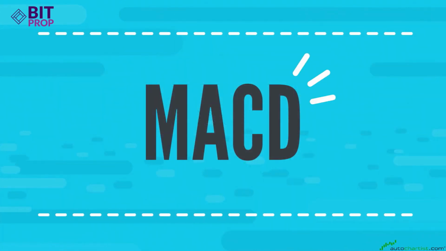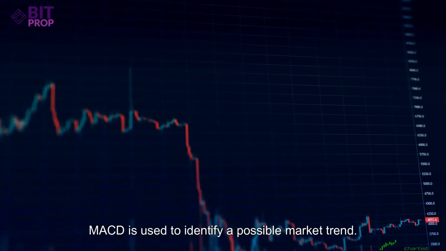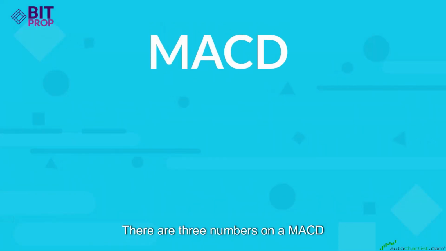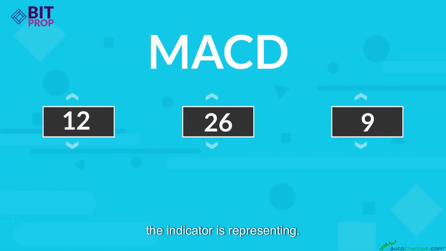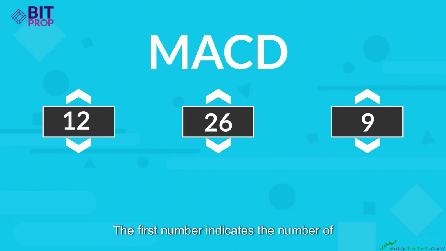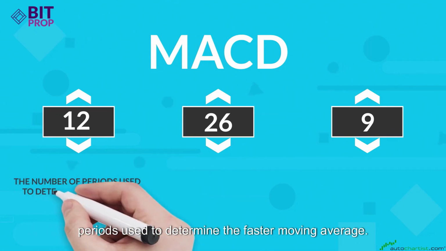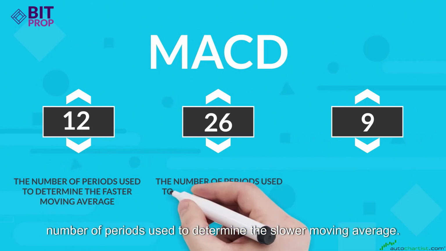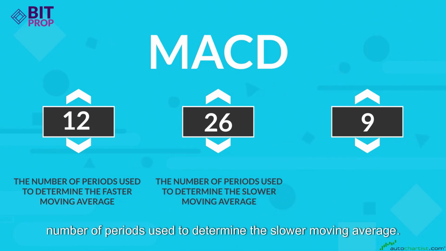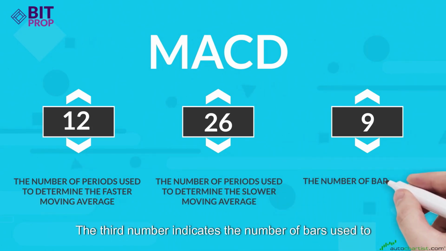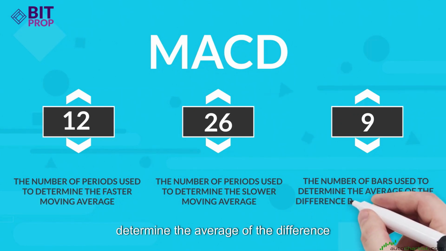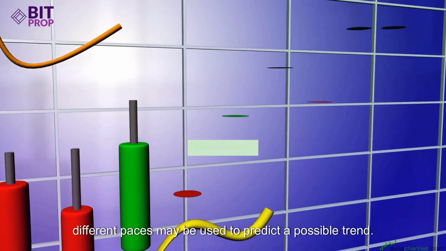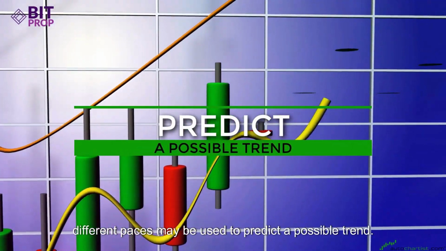trend. MACD. MACD is used to identify a possible market trend. There are three numbers on a MACD chart to assist you with establishing what the indicator is representing. The first number indicates the number of periods used to determine the faster moving average. The second number indicates the number of periods used to determine the slower moving average. The third number indicates the number of bars used to determine the average of the difference between the faster and slower moving averages.